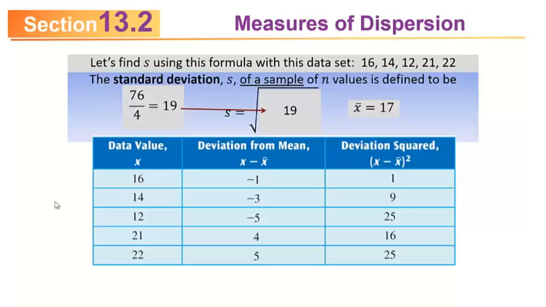76/4 turns out to be 19, so you end up with the square root of 19. And if we want to round that to say 2 decimal places, you'll end up being 4.36. So the standard deviation rounded to 2 decimal places is 4.36. It's a very straightforward procedure. We'll never let the numbers get very large or numerous, so it's easy to do.